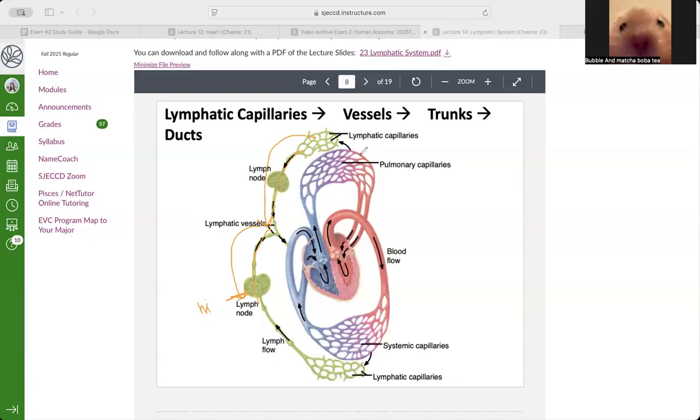So eventually it goes lymphatic capillaries, lymphatic vessels, lymphatic trunks, and then lymphatic ducts. Lymphatic capillaries merge to create lymphatic vessels, which merge into lymphatic trunks, and then merge into lymphatic ducts, which are the last vessels that dump the lymphatic fluid back into the cardiovascular system.